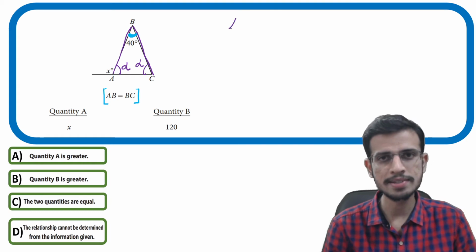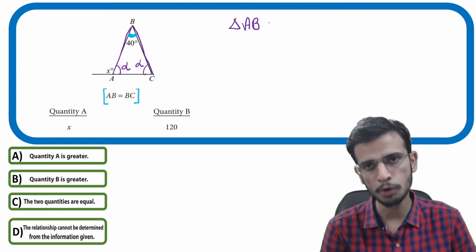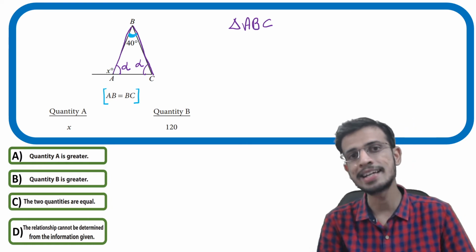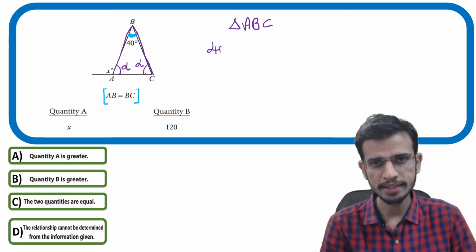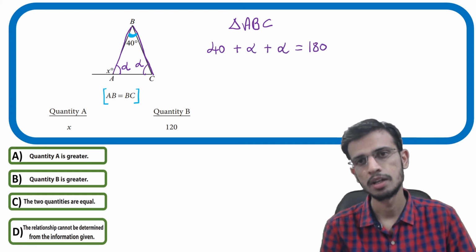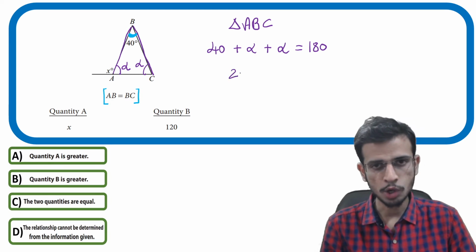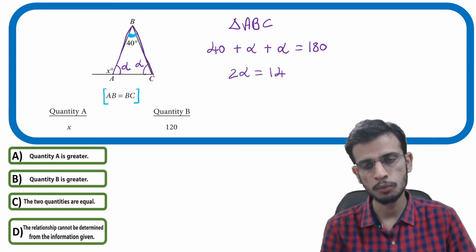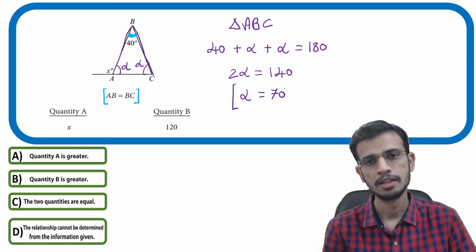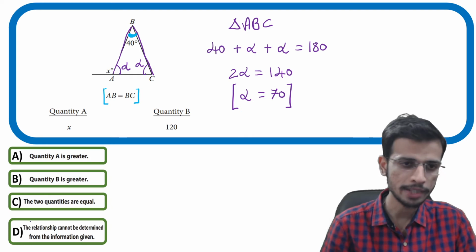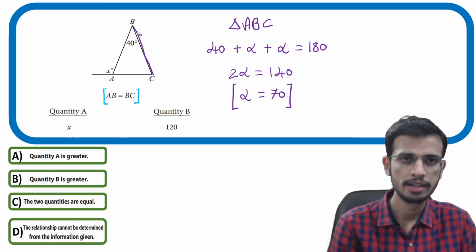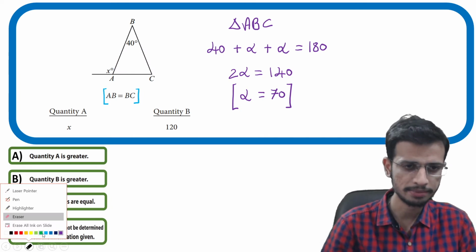We know that for any triangle, the sum of angles will become 180 degrees. So we can write 40 plus 2 alpha will become 180. So from here we are getting the value of alpha. 2 times alpha will become 140 and alpha will become 70. So these both angles will become 70 only. So I am writing 70 over here.